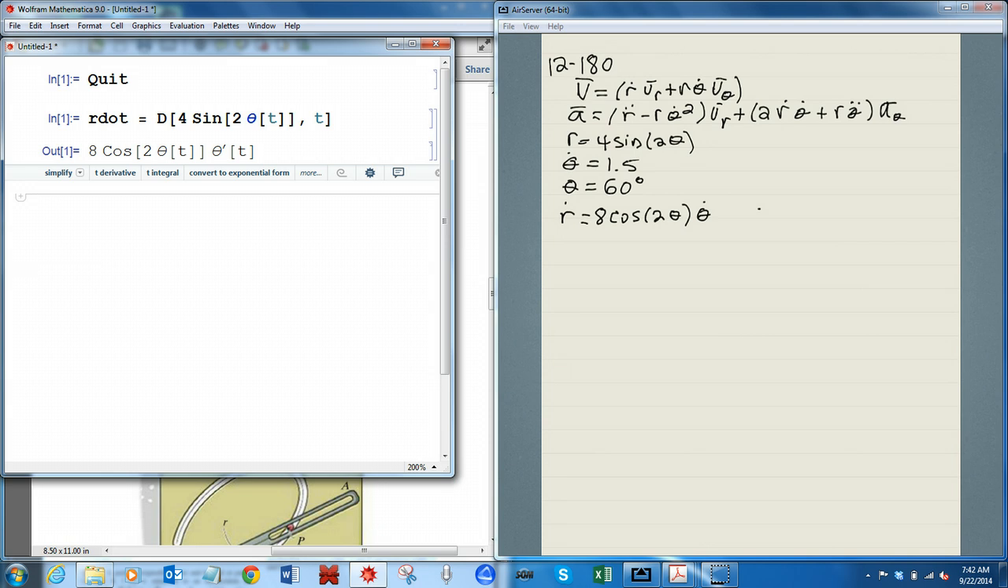Okay. Yeah. Let's see. What should you start off with, the cosine?